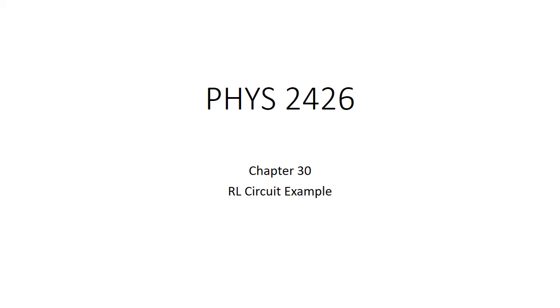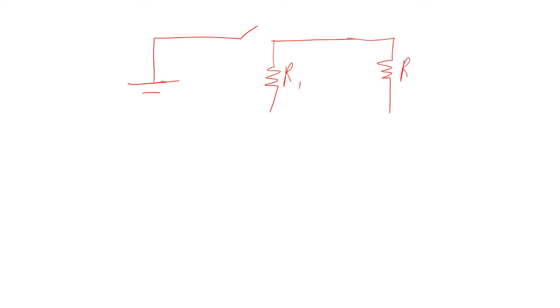So I wanted to do an example of an RL circuit. What we're going to do is consider an RL circuit as follows. Let's consider we've got a battery, a switch, resistor R1, a resistor R2, and an inductor L.